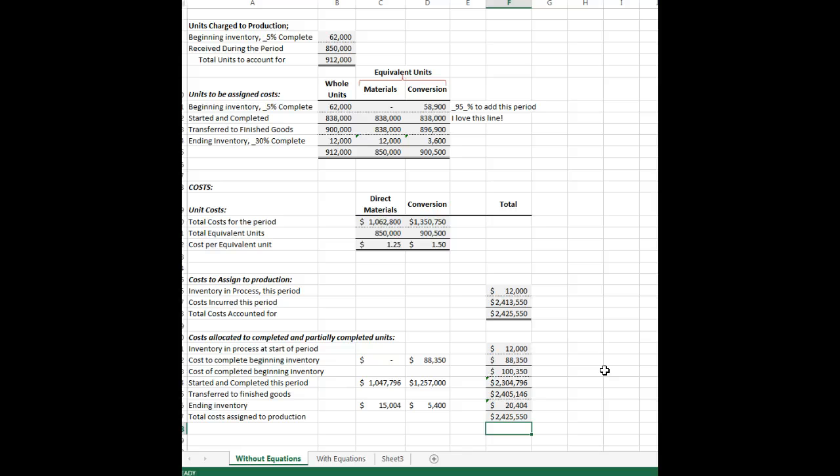Each one of these little drills is the same process, and I'll send you a check figure for each one of them. Anyway, I hope this helps.